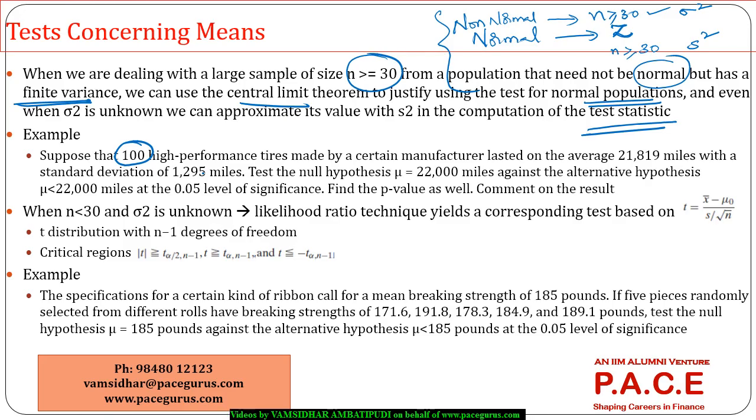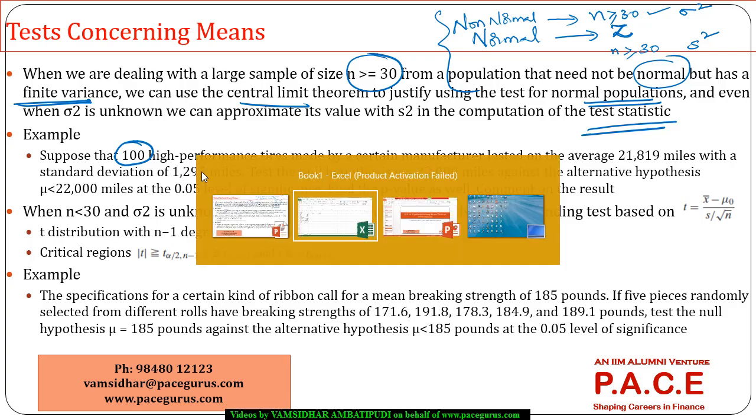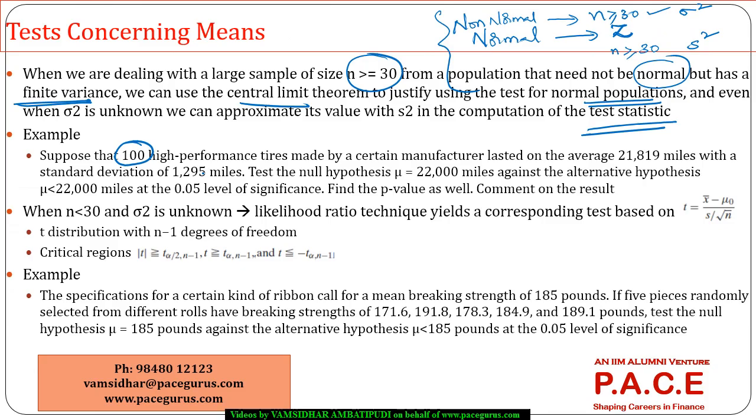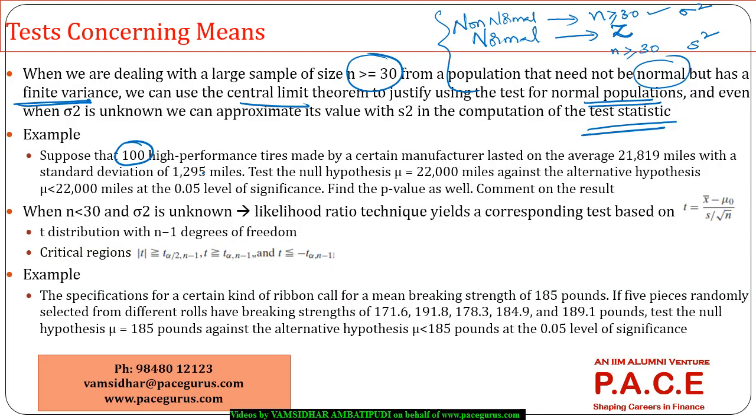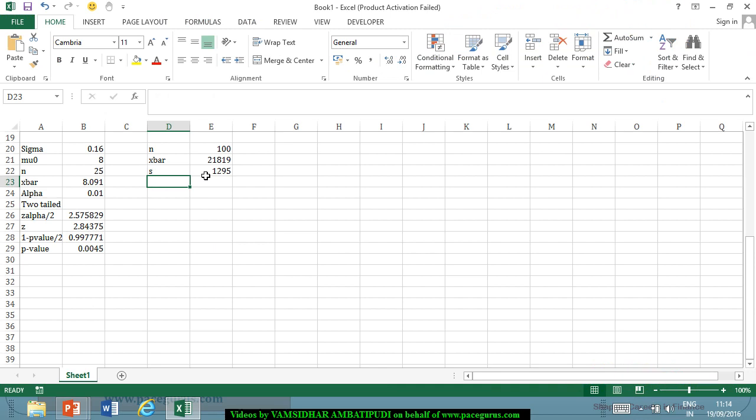Now here I don't have the population standard deviation, right? We are trying to find out the population standard deviation from the sample itself, the S, 1295 miles. But the sample size is large enough, so I can make an approximation to a normal distribution. Now I am making a null hypothesis, mu equal to 22,000.